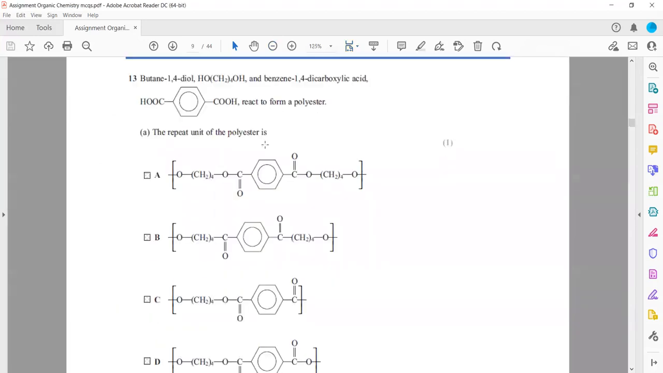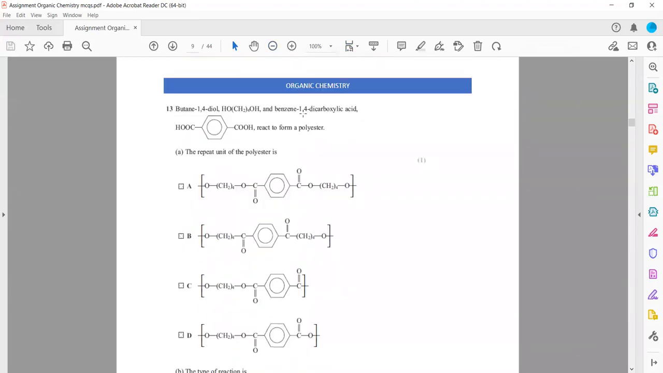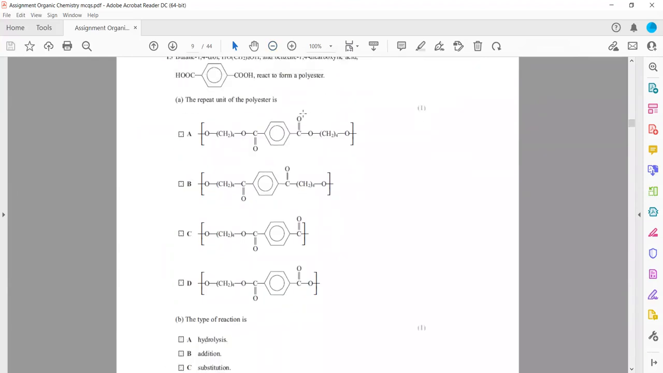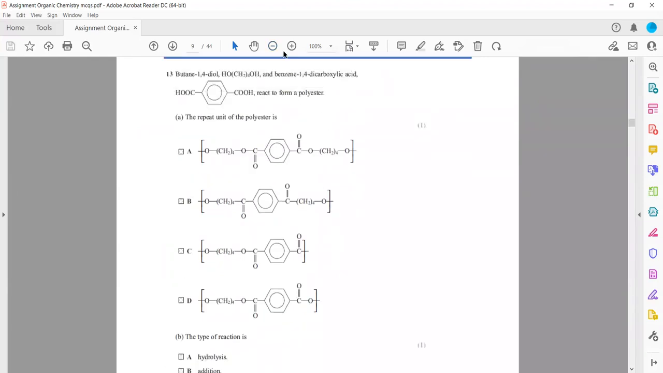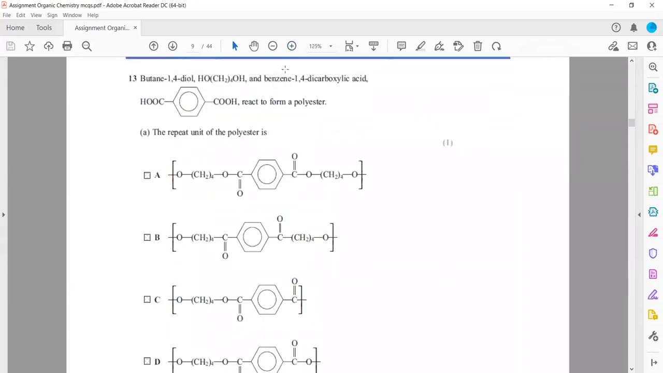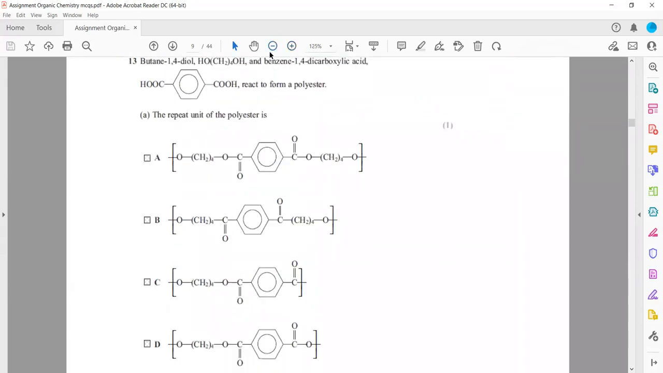Then the next question: butane-1,4-diol and a dicarboxylic acid can form a polyester, as you can see. So the question is the repeat unit of the polyester. How can we work out what the repeat unit will be? Whenever a diol reacts with a dicarboxylic acid, on one side I remove H, on the other side OH, then H and then OH, when we start to form a polymer.